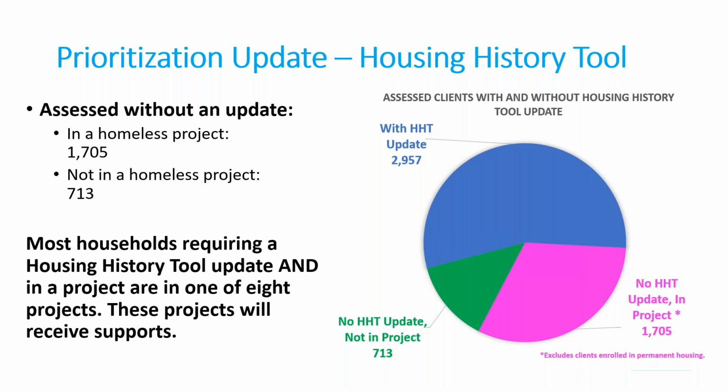And then the pink people are people that don't have a housing history tool update and they are in a project. So these theoretically would be the easiest to target because we can get assessors at those projects to track them down and we can do the update. Most households requiring a housing history tool update and in a project are in one of 8 projects. So again, we can really target who we're talking to and we can provide those supports.